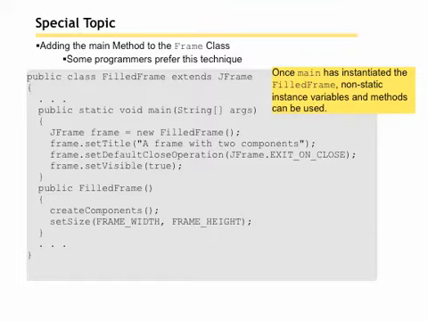Conversely, static exists even when no objects of the class exist. So non-static, we have to have an object. Static, we don't have to have an object.